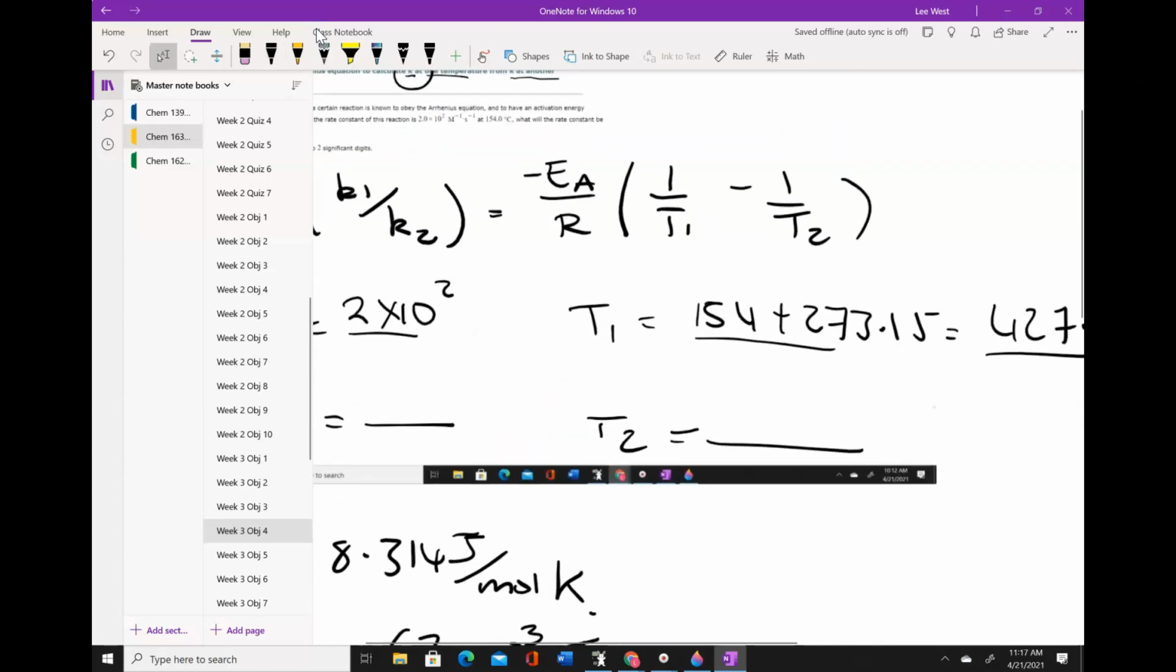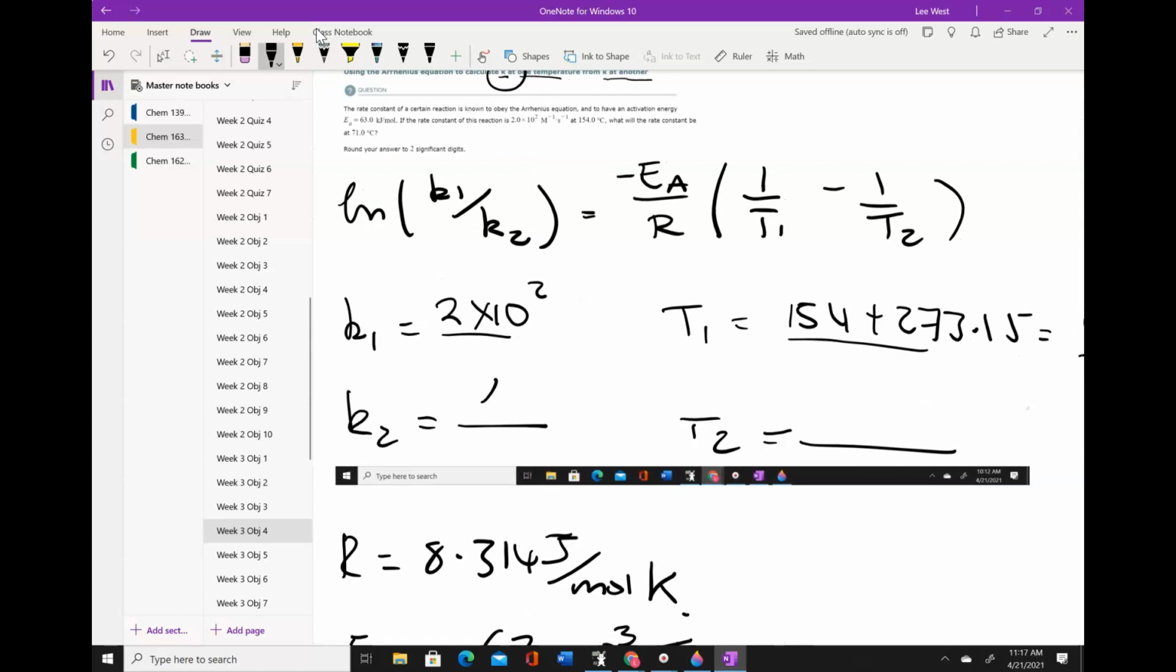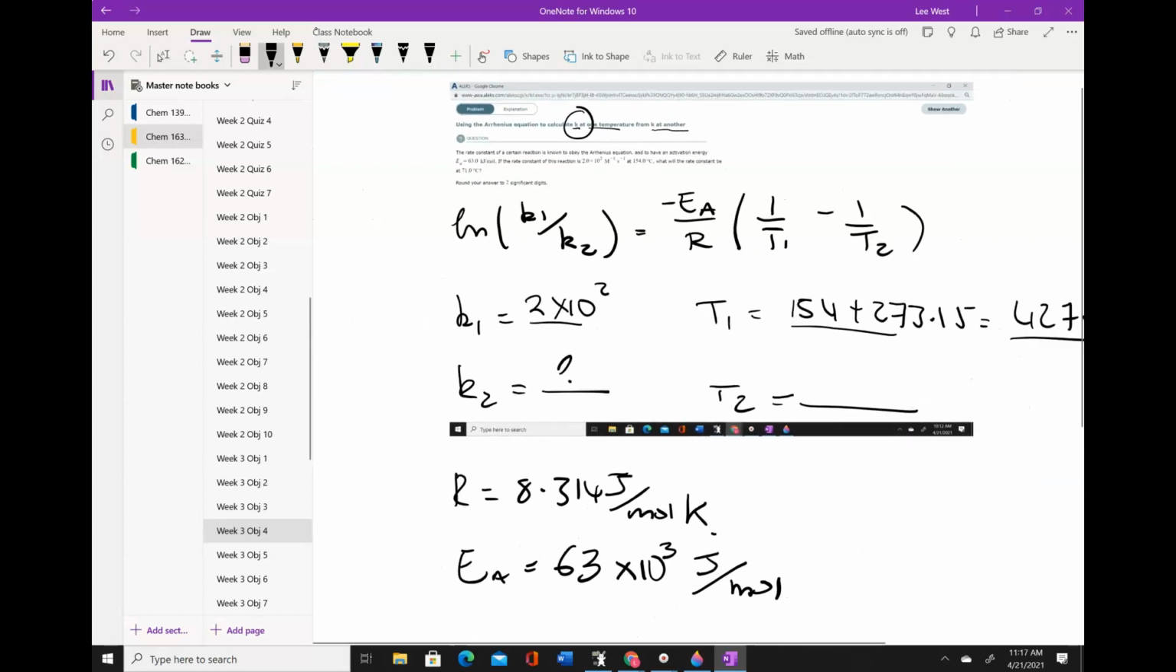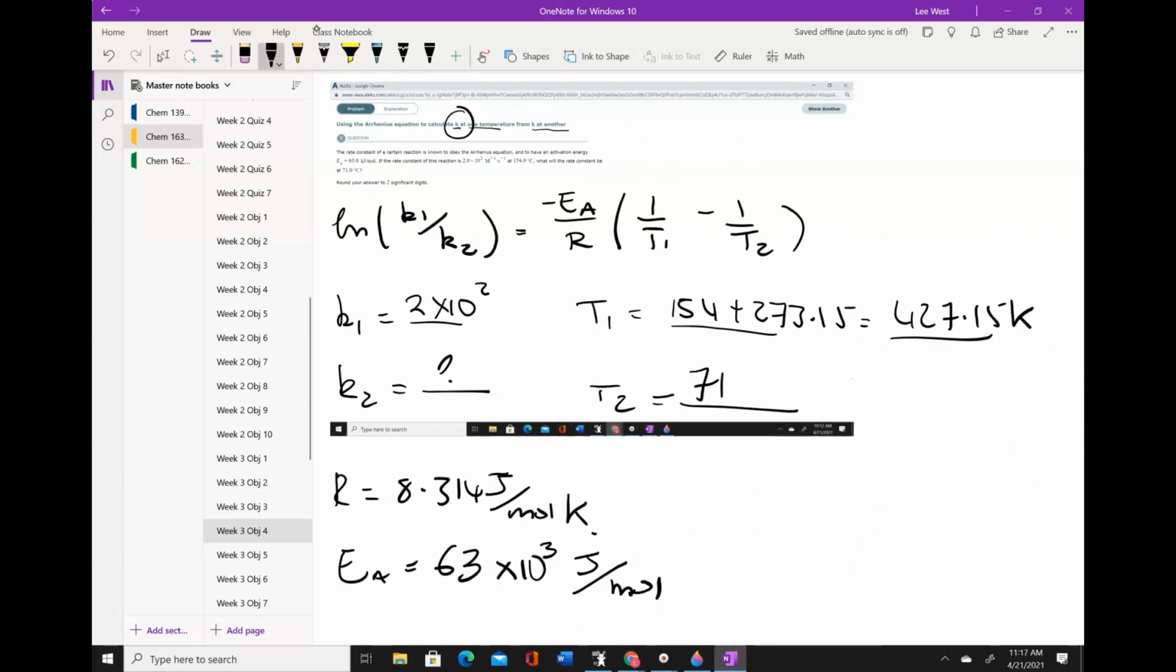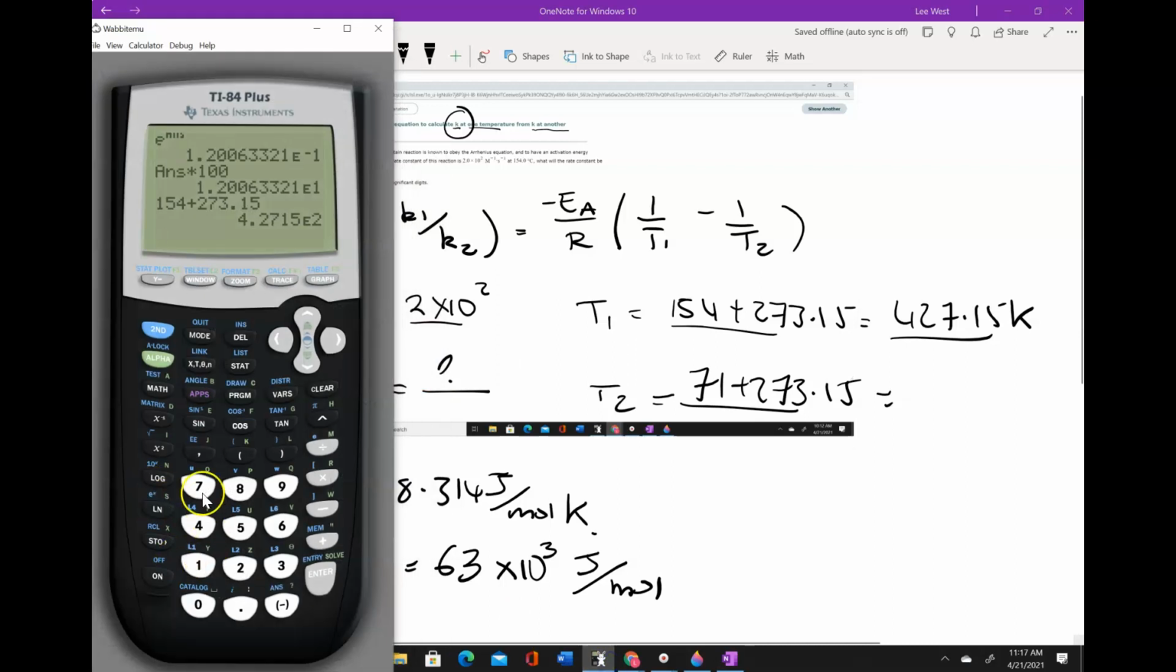So what is the rate constant at 71? That's what we're solving for there. So 71 plus 273.15. Let's calculate that. 71 plus 273.15. Enter. 344.15. Okay.